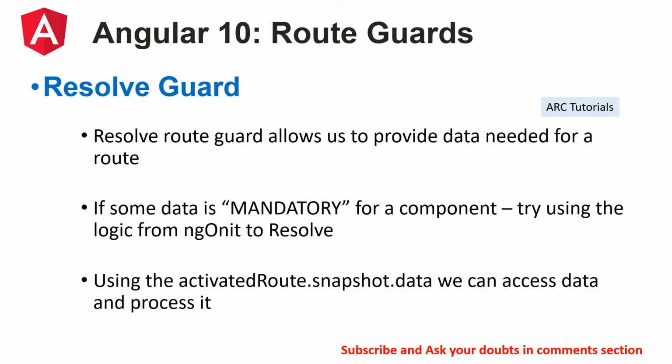So resolve guard allows us to provide data needed for a certain route to be activated. When you are sending a user to a certain route, you want some data to be sent before that route is activated. Or I can say that if there is some data which is mandatory, without which your route will not work, try and keep that data in the resolve. And this I'm talking about even before you activate the route.